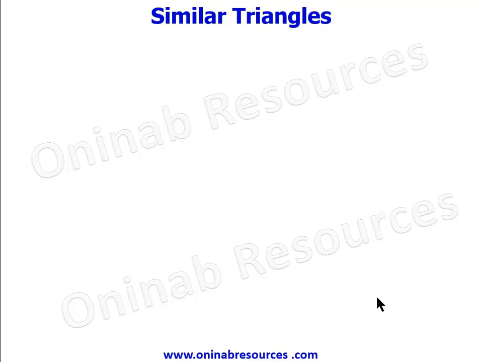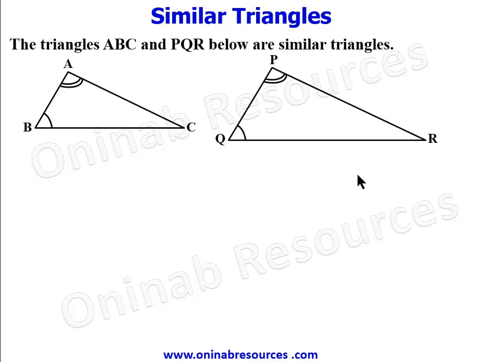So let's go with a few explanations on similar triangles. The triangles ABC and PQR below are similar triangles. So we check whether the triangles have been stated in the correct order of their similarities or not. But we need to note that angle A here is equal to angle P here, because this angle is equal to this angle. That is the way with this double arc here, it means they are the same.